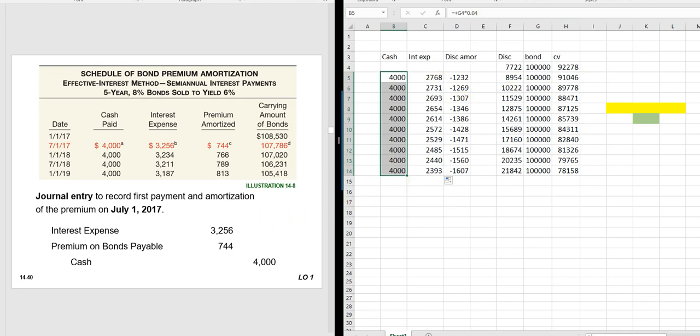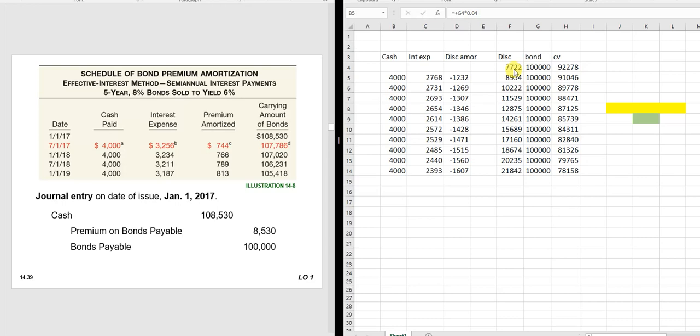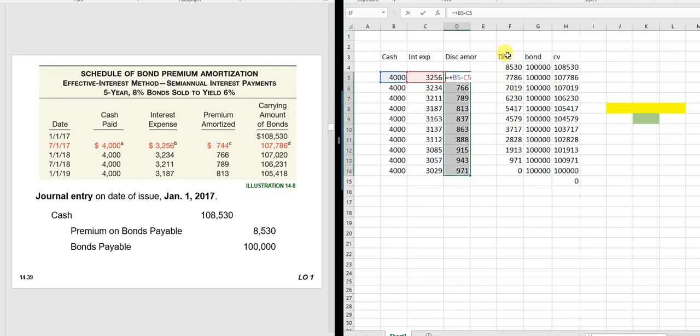Okay, it would be helpful if I actually made it a premium. So I've got 8,530, and so my carrying value is now my bond plus my premium. Okay, let me fix this to get these going the right direction. Okay, 3, 2, 5, 6, and 3. Okay, I got it, I think. I had to change my signs on that because it was messing up all my formulas in there. Now I've got to stop again.